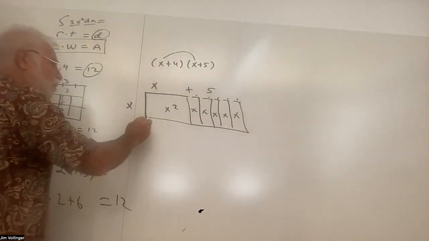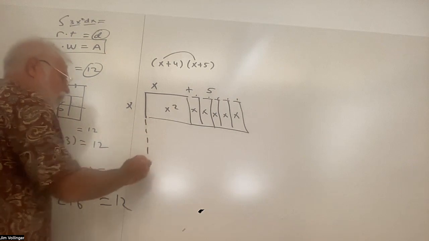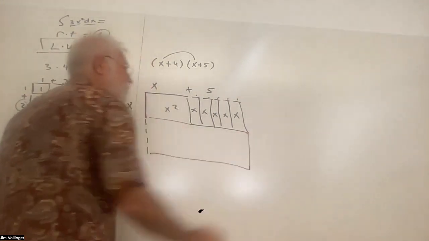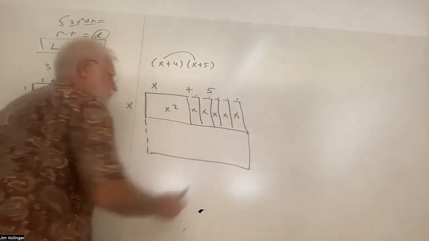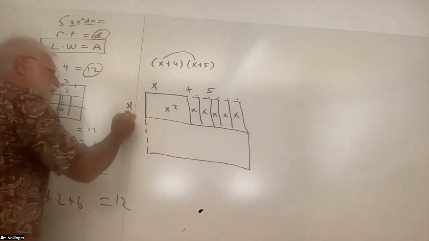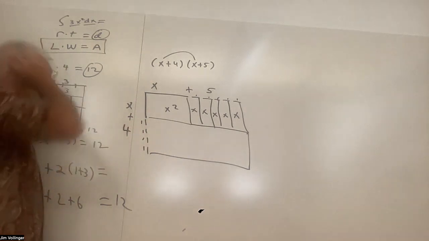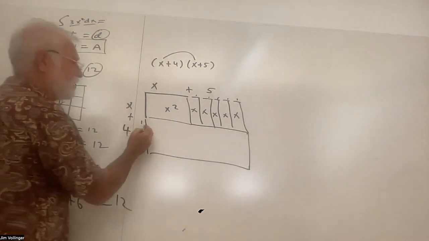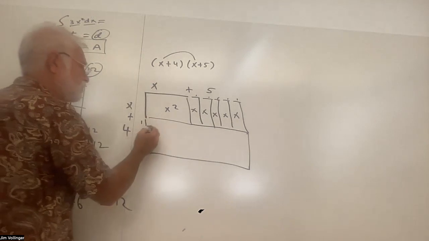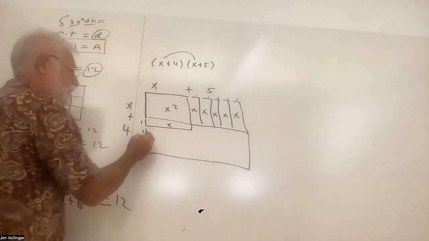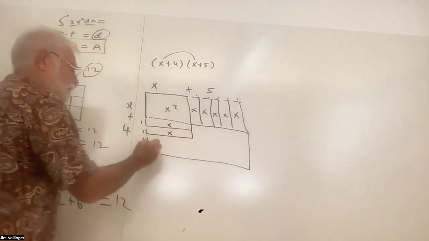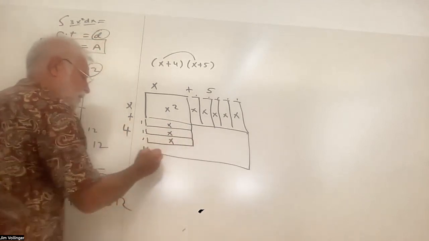And here I have 4. 1, 2, 3, 4. Oh, I got a quadratic. I got a 4-sided figure. Quad, Latin for 4. And each of these is 1, 1, 1, 1, but we're going to say 4 over here. And so what do I have? I actually have 1 times x, which is this, another 1x, another 1x, and another 1x.